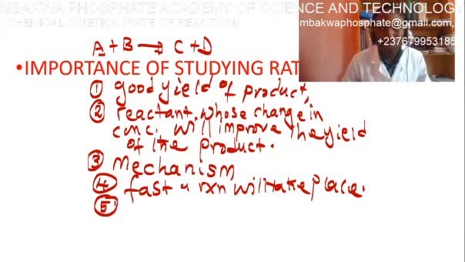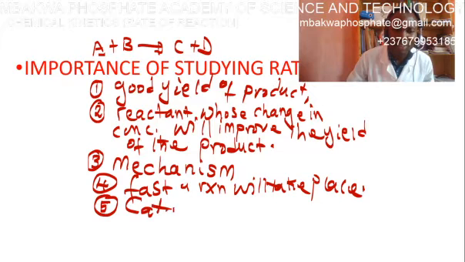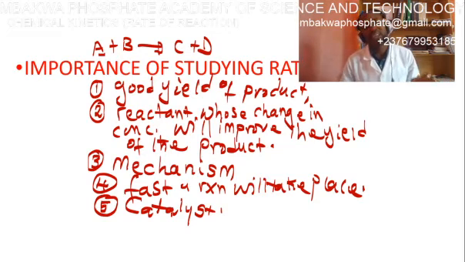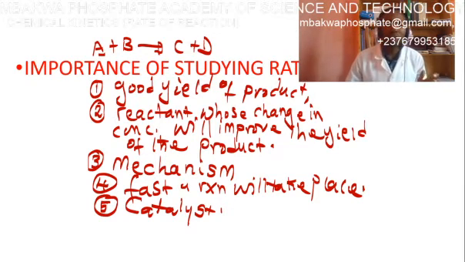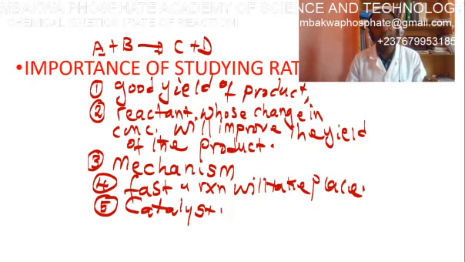And number five, it helps the chemist in choosing and using a catalyst. What is a catalyst? A catalyst is a substance that will help to increase the rate of a chemical reaction. Otherwise, it would be called an inhibitor, which is a substance that instead decreases the rate of a chemical reaction. So a catalyst will increase the rate of a chemical reaction.